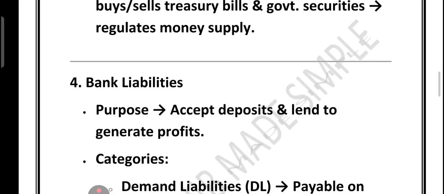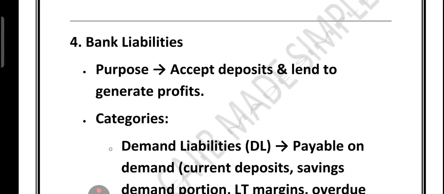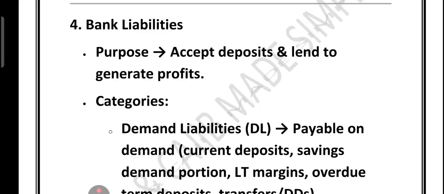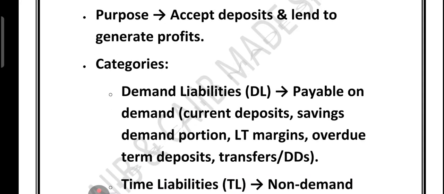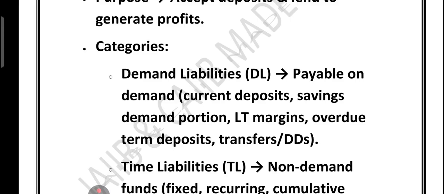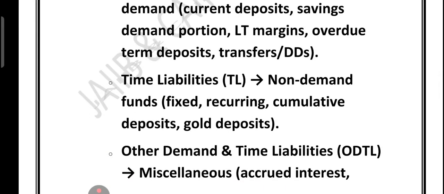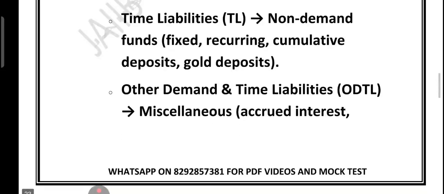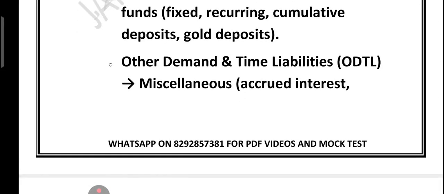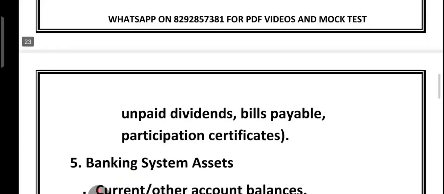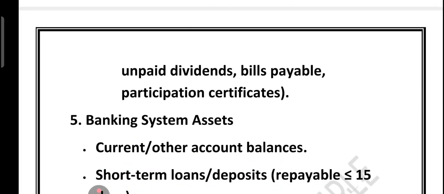If you look at the bank liability, banks collect deposits and lend money to generate profit. Their liabilities are divided into demand liability, which means DL, which is payable on demand, like current deposit, saving, overdue term deposit. Then we have the TL. TL means time liability. These are the non-demand funds, like fixed deposit, recurring deposit, cumulative deposit. Then we have other demand and time liability. They are miscellaneous, like accrued interest, unpaid dividend, bill payable, participation certificate.